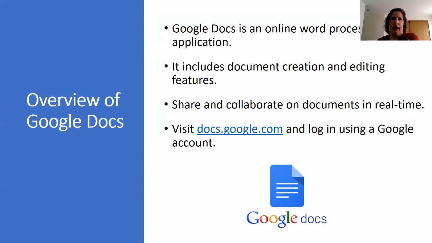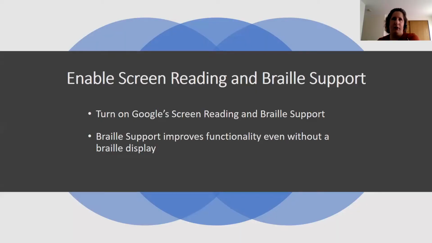So now let's talk about enabling screen reader and Braille support, these accessibility features. Turn on Google's screen reading and Braille support to read and edit documents using JAWS. And I'll show you here in just a minute what happens when you don't versus what happens when you do. Now, if you have a Braille display, you'll definitely want to enable the Braille support. But even without a Braille display, turning on the Braille support improves JAWS functionality, with features like when you're trying to read tables. When you enable the Braille support, that makes it easier to read that information.